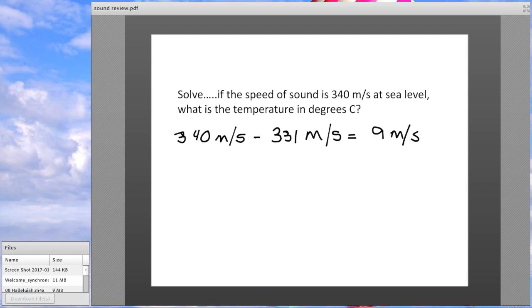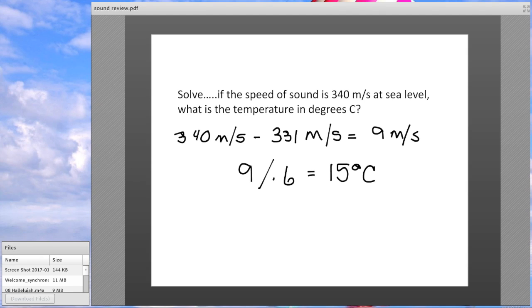Okay, and then I'm going to do 9 divided by 0.6. Basically I want to know how many times 0.6 goes into 9, because that'll be how many degrees. And I'm going to get 15. So that's going to mean that it's 15 degrees there.